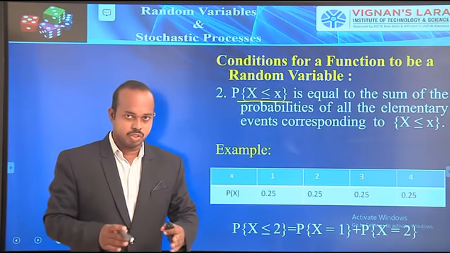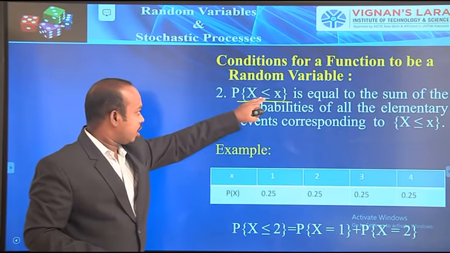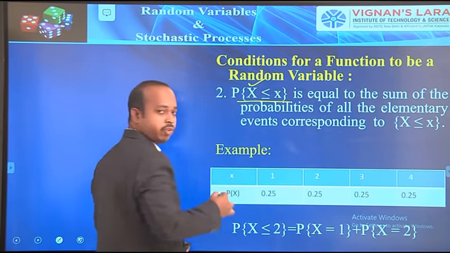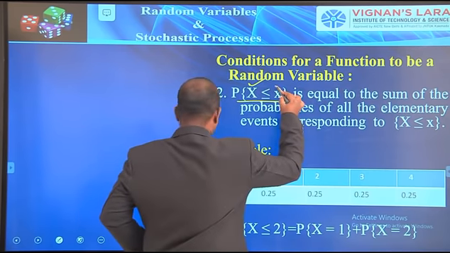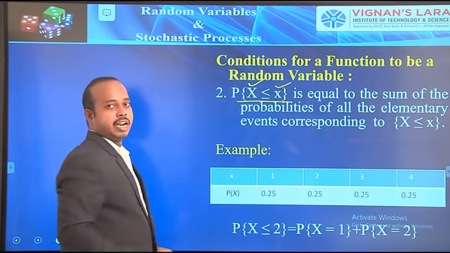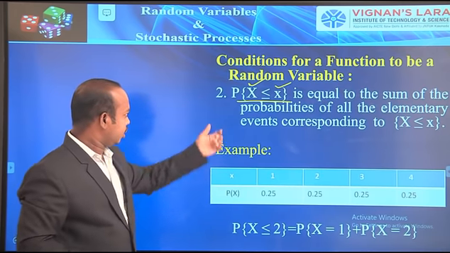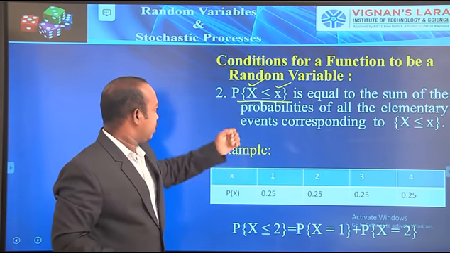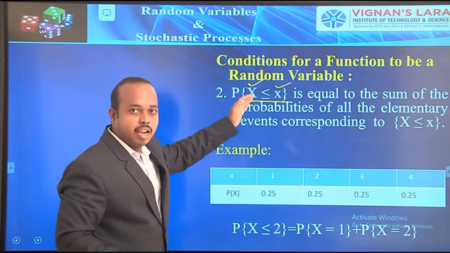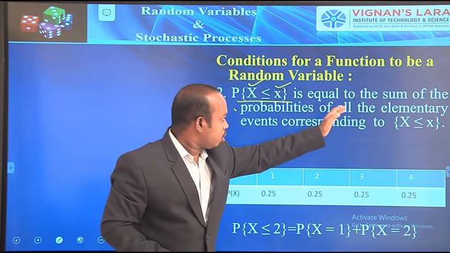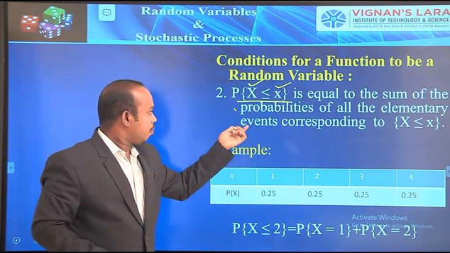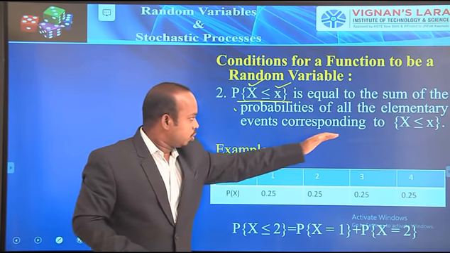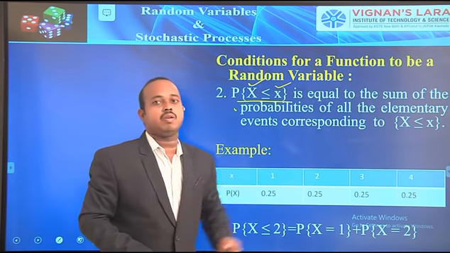Suppose you take one set. The set is capital X less than or equal to small x. Here the capital X is representing the random variable and small x is representing the element in this random event. According to this condition, we have considered the probability for this set. The probability of X less than or equal to small x is equal to the sum of the probabilities of all the elementary events corresponding to the set capital X less than or equal to small x.